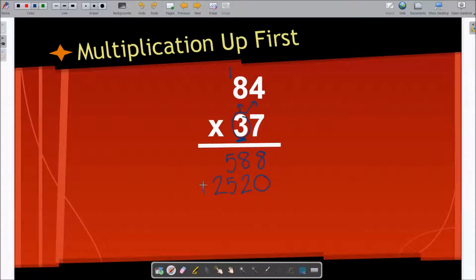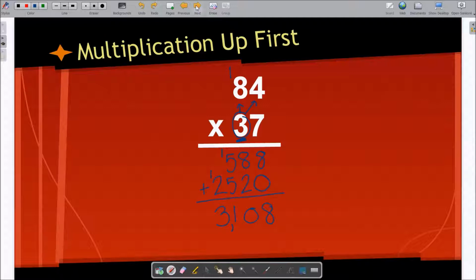Now the last step to these types of multiplication problems is we have to add these two answers together. So 8 plus 0 is 8. 8 plus 2 is 10. Carry my 1. 5 plus 5 is 10. Plus that other 1 is 11. Carry that 1 again. 1 plus 2 is 3. My final answer is 3,108.